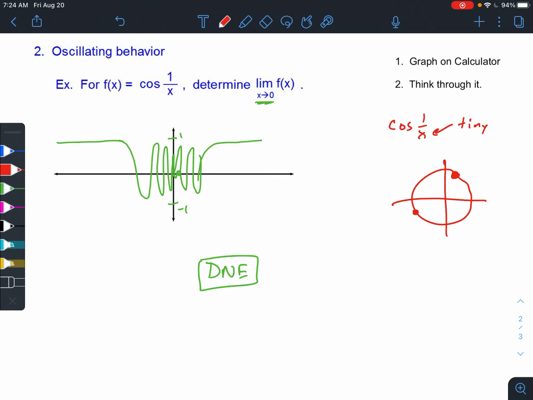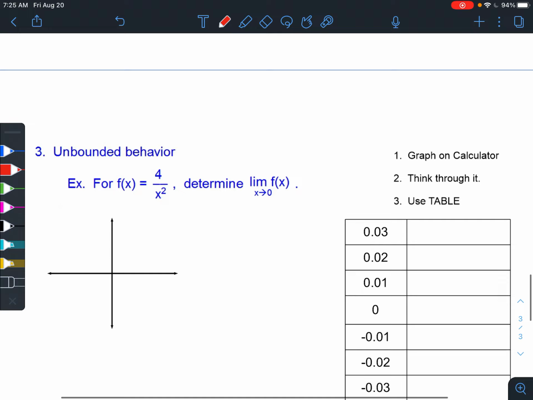So there's really no way to predict it as you keep getting closer. So again, does not exist based on that thought process. Alrighty, let's go to option 3.